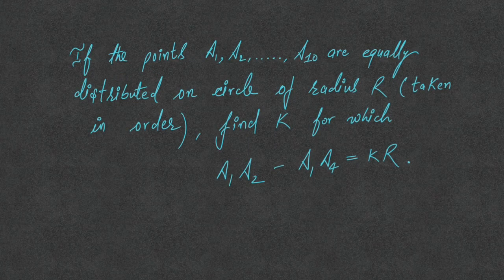The points A1, A2, A3, and so on up to A10 are equally distributed on a circle of radius r, taken in order. Find the k for which A1A2 minus A1A4 is equal to kr. Here are 10 points which are equally distributed on a circle. So that means we are getting a figure of 10 gon with equal sides.